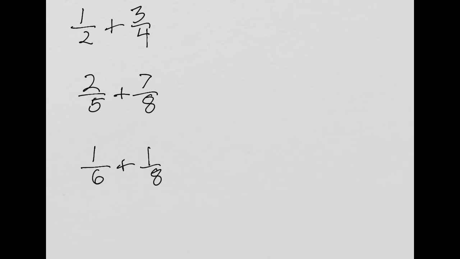Now, when my fractions don't have the same denominator, I have to find a common denominator. And there are different ways you could do this. One way is if I notice 4 is a multiple of 2. So I could rewrite 1/2 as 2/4. Then I can go ahead and add them when they have the same denominator and get 5/4.